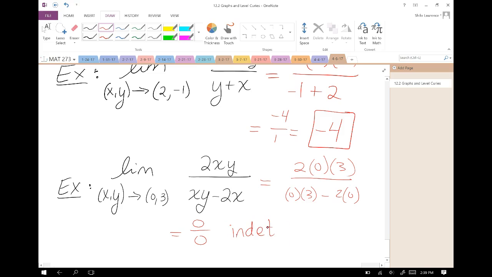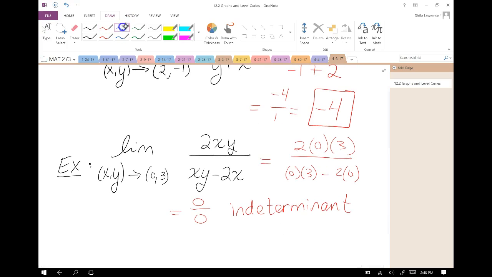Just factor it out. L'Hopital's, we do not have a L'Hopital's rule for functions of several variables. But this one, there is a common factor, correct? There is no L'Hopital's. So there's a hole there.